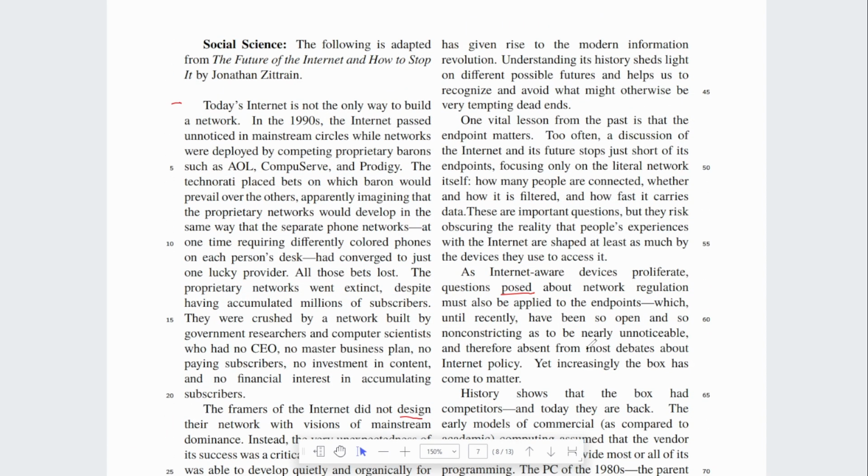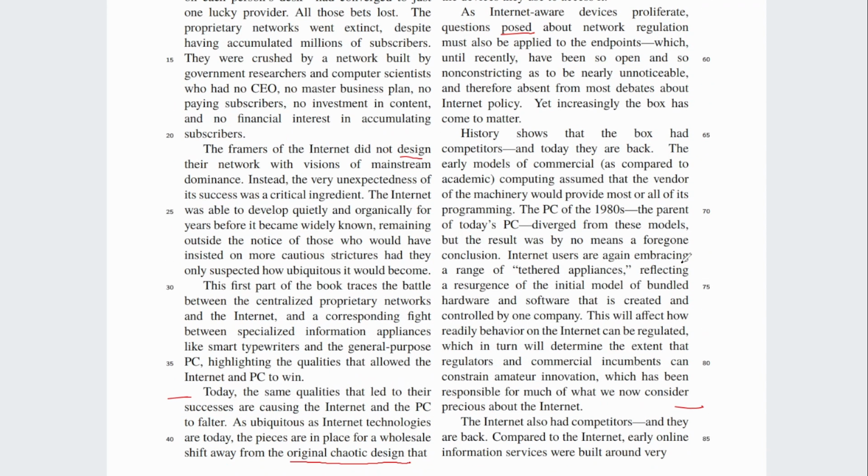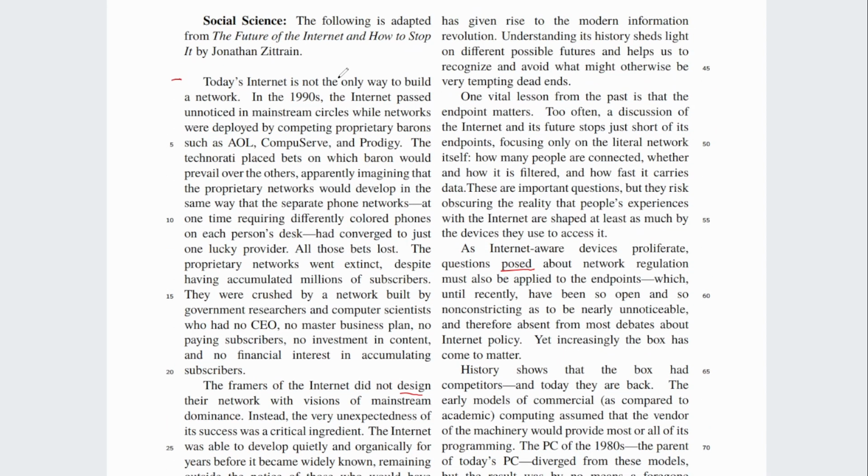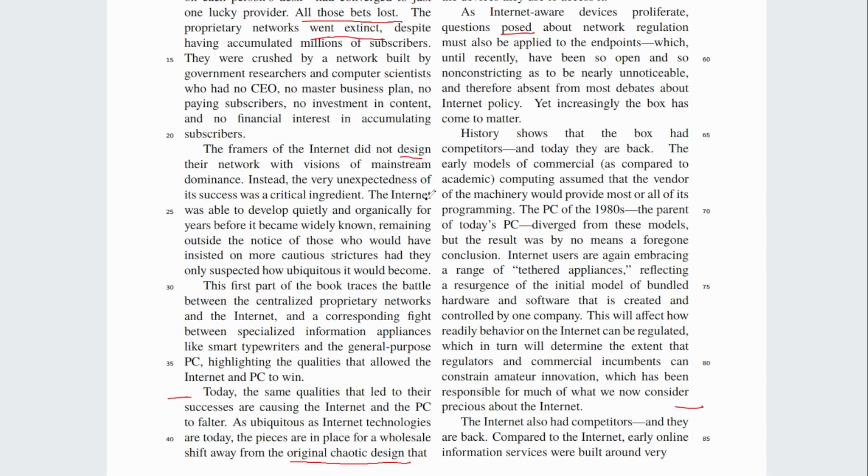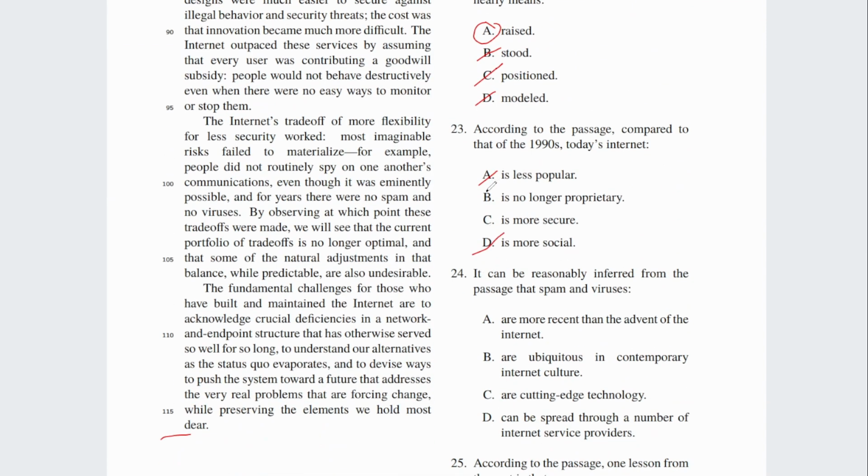What we know is that it's changed, right? We originally had this idea that they were imagining the proprietary networks would develop in the same way as phone networks, right? But all of those lost. The proprietary networks went extinct. That's what we're looking for. The internet is no longer proprietary. And it's not more secure. This is sort of a call to action. So this question reads like a detail question, but it ends up being more of a theme question. You actually have to look all over this passage to find counterpoints to all of these answer choices.